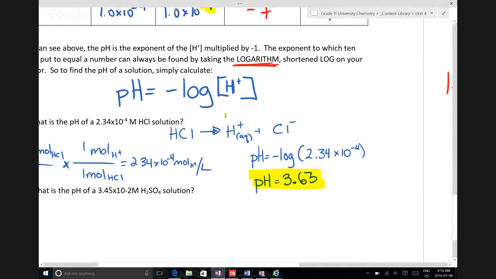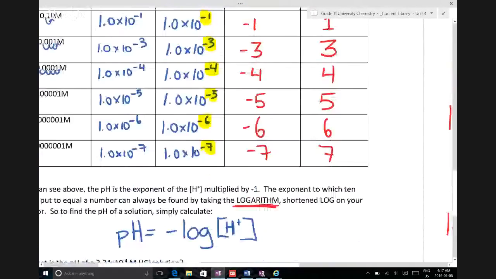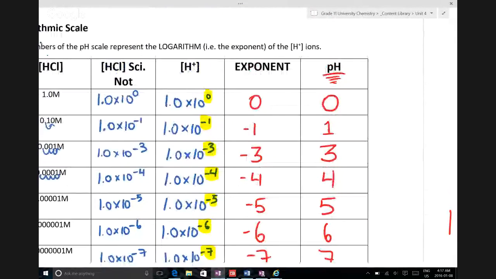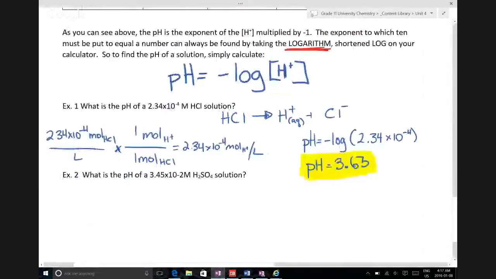And note that pH doesn't have any unit. It's not 3.63 molar, or 3.63 moles of H plus or anything like that. It's just a number, all right? Because it's just the exponent. Just like here, this is 1.0 times 10 to the 0 molar, but the pH is just 0, because it's just the exponent we're looking at with the sign flipped.